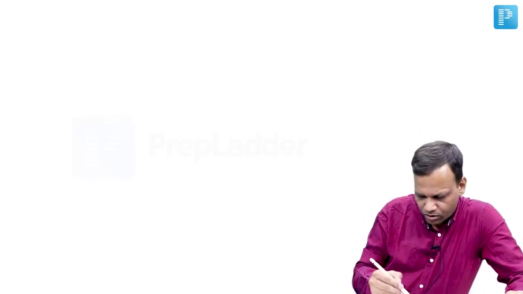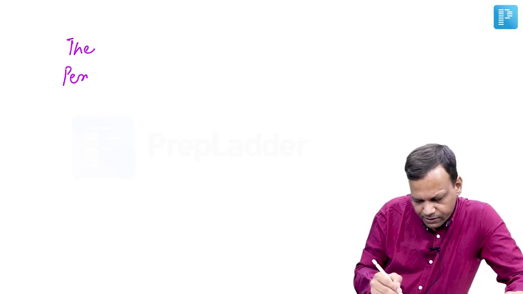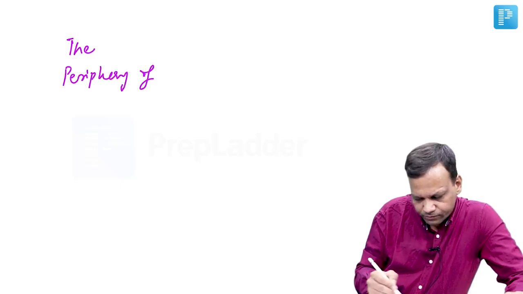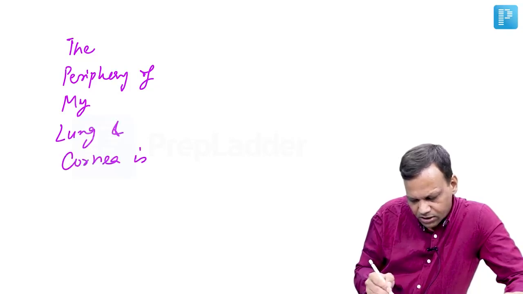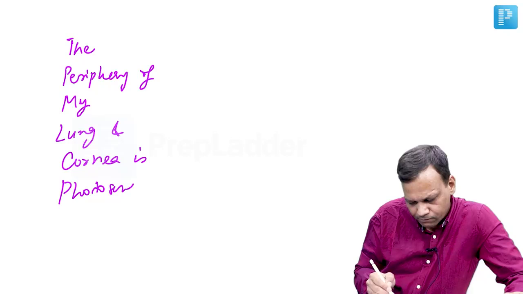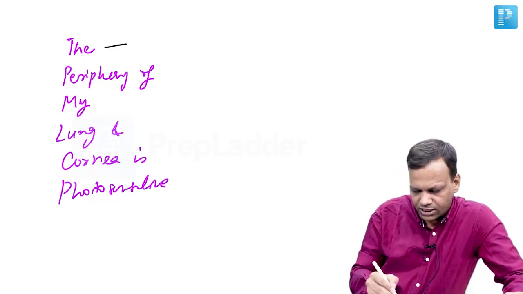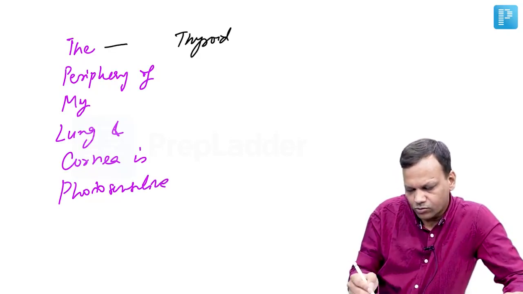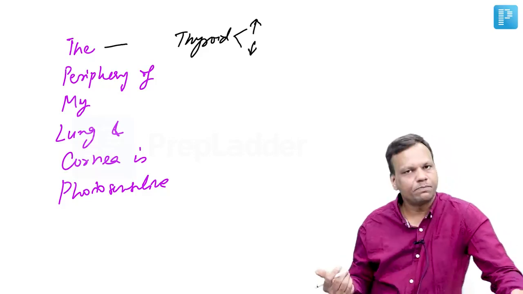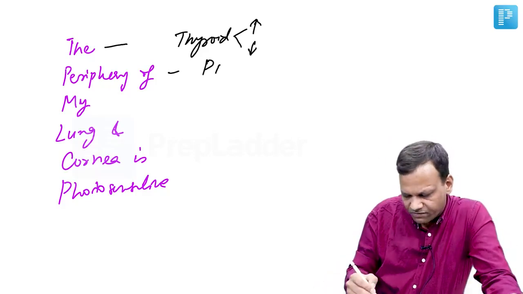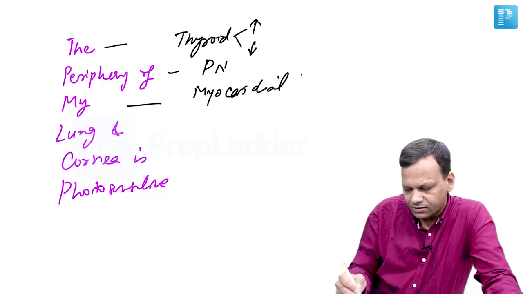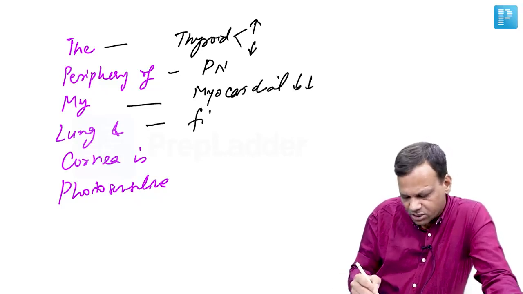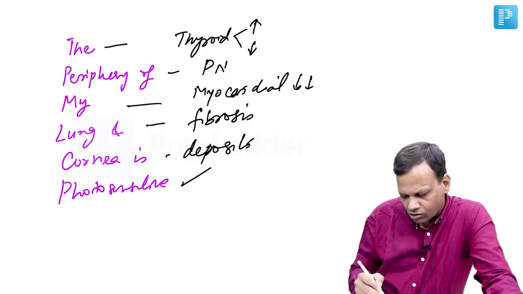And the side effects of amiodarone you can remember as the periphery of my lung and cornea is photosensitive. So TH stands for thyroid. It can lead to either hyper or hypothyroidism. Some people develop hyper, some hypo. It can cause peripheral neuropathy. Then it can cause myocardial depression. It can depress the heart. Pulmonary fibrosis can occur. Then it can get deposited in the cornea. And it can cause photosensitivity.